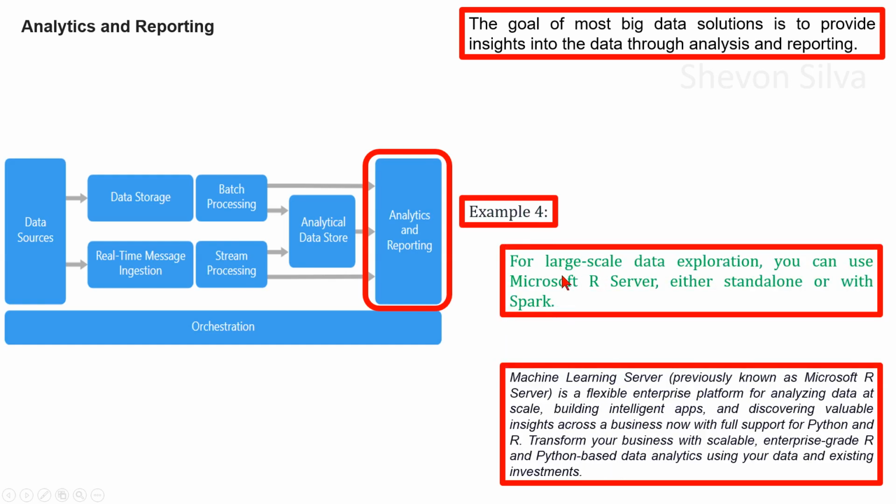As example 4, we can consider this. For large-scale data exploration, you can use Microsoft R Server, either standalone or with Spark. Microsoft R Server, a machine learning server, is a flexible enterprise platform for analyzing data at scale, building intelligent apps, and discovering valuable insight across the business, now with full support for Python and R. Transform your business with scalable enterprise-grade R and Python-based data analytics using your data and existing investments.